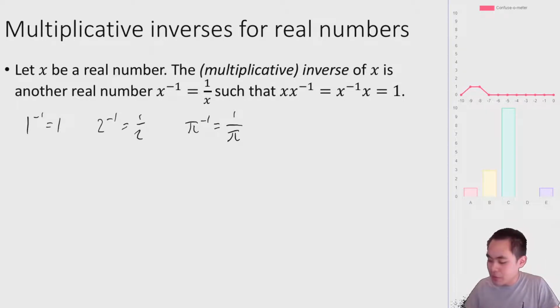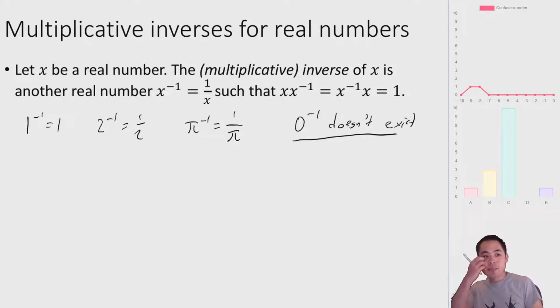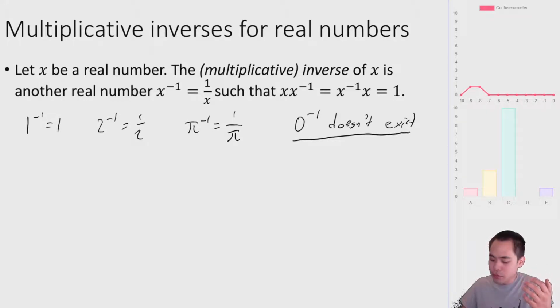But let's give another special case. 0 inverse doesn't exist. This is not a number. And this is because it turns out that when you multiply by 0, there's nothing you can do to undo that multiplication.